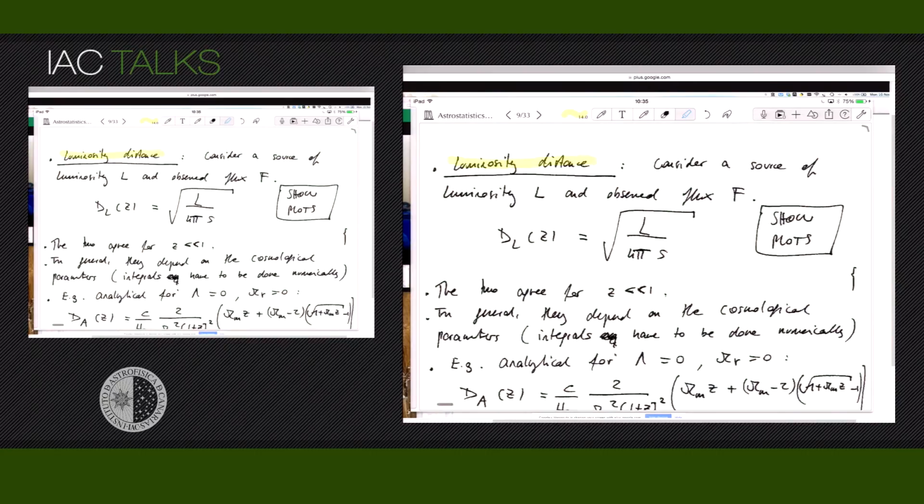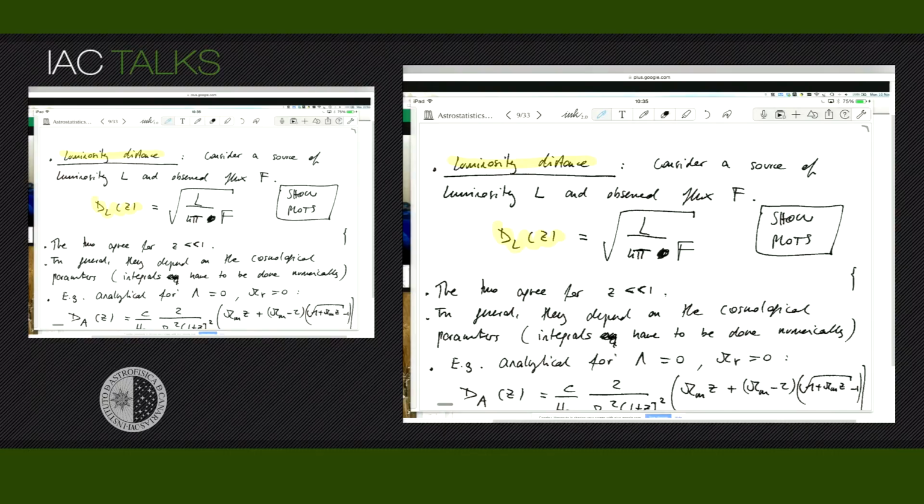In this case, we consider a source of known luminosity L, and an observed flux F. And that defines the luminosity distance here as the square root of the luminosity divided by 4 pi times the flux. This is in analogy to the expression that you would have in the Euclidean universe. Of course, the distance squared is just the ratio of luminosity to 4 pi flux. But that's true in the Euclidean universe.